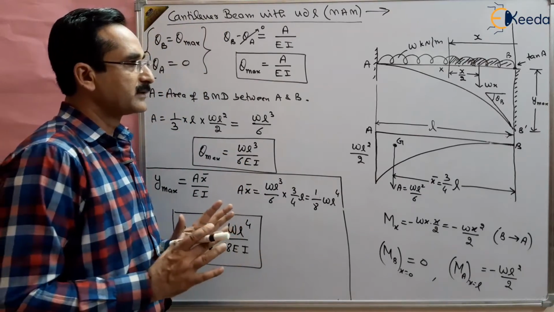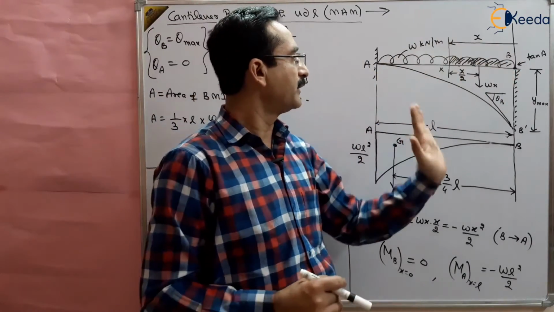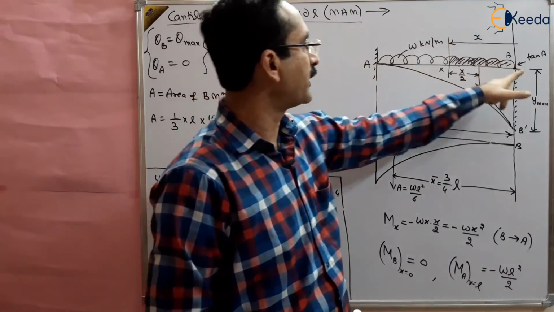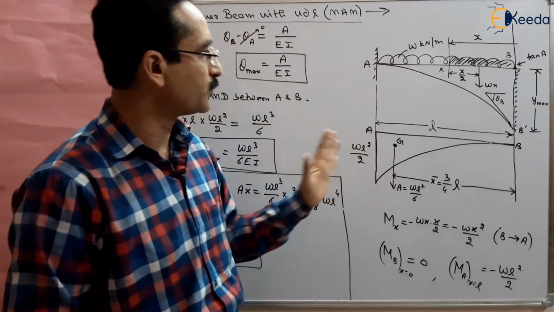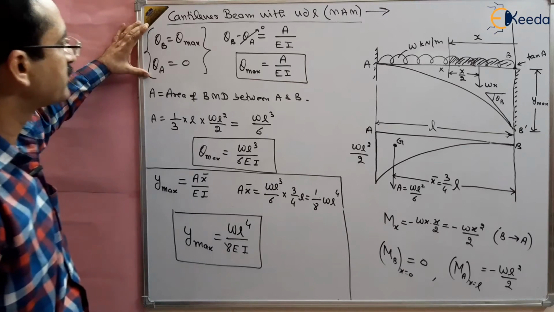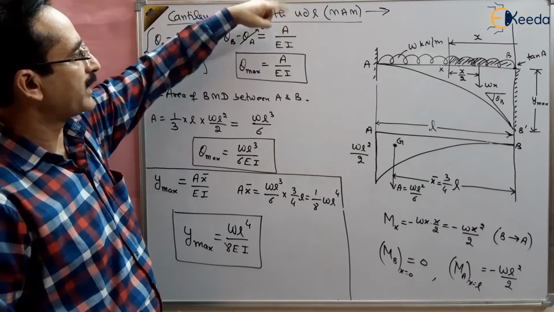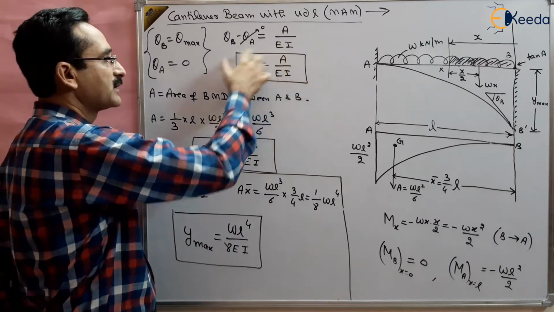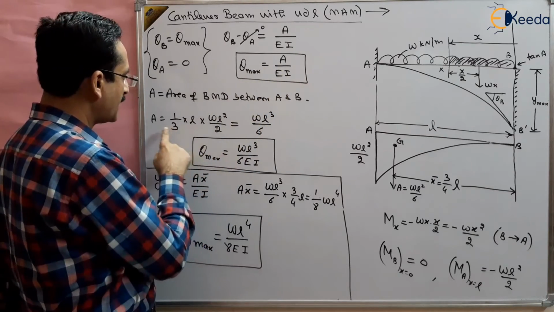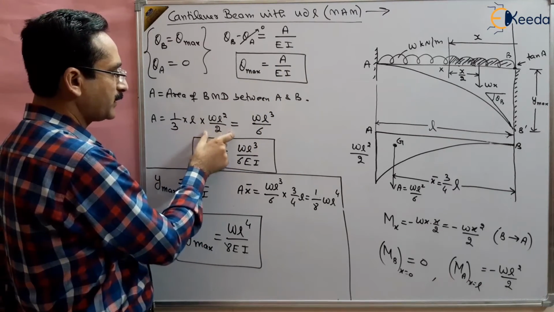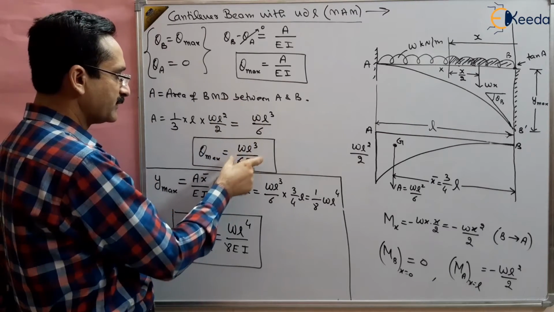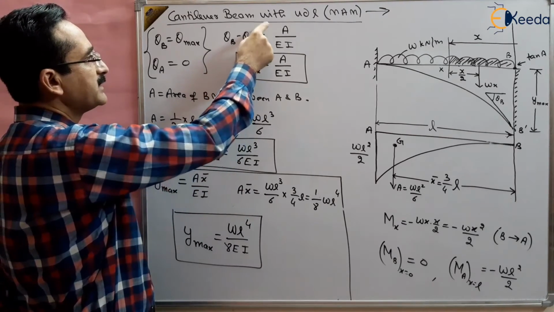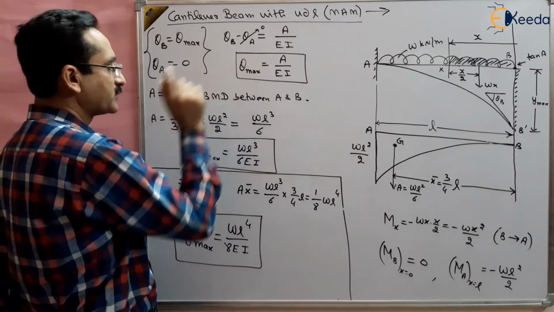So how did we obtain this? We have a cantilever beam with UDL. You have to select 2 points. In a cantilever beam, we generally select the end points A and B. We take the slope at these 2 points. The difference of these slopes is given by the area of the bending moment diagram divided by EI between A and B. The area is 1/3 of base into height, WL cube by 6. So this is theta max, because theta max is theta B minus theta A, and theta A is 0. So we get the difference of slope as theta max only.